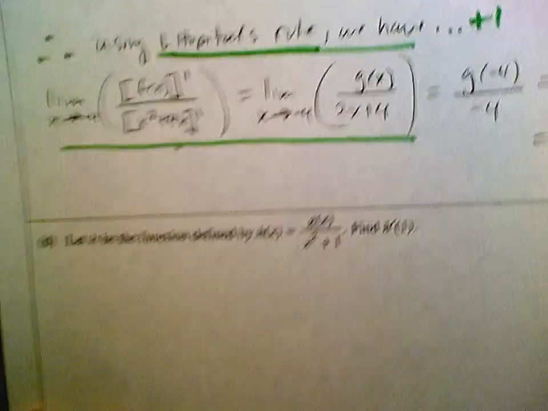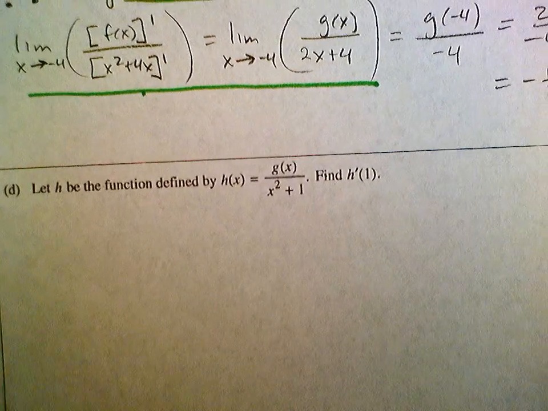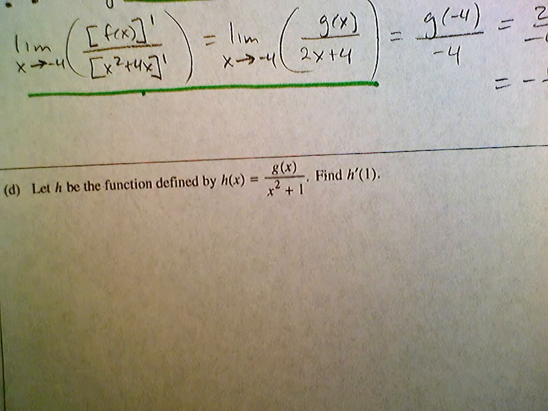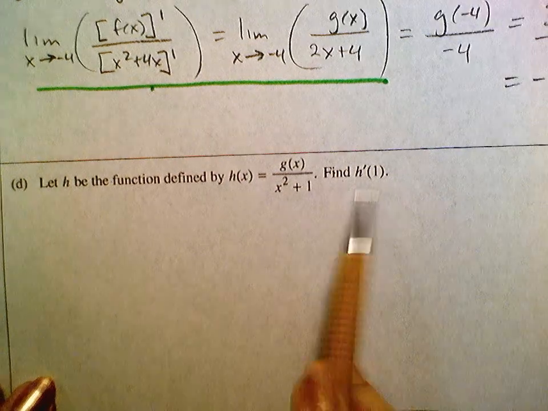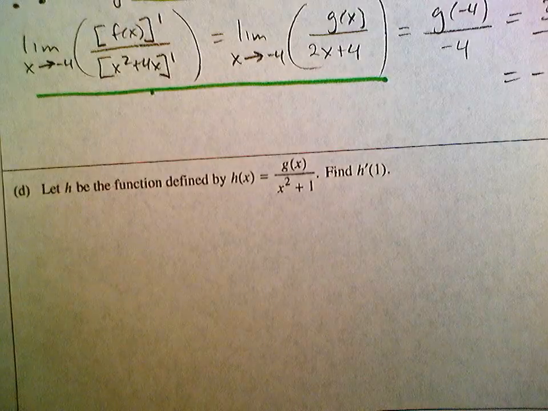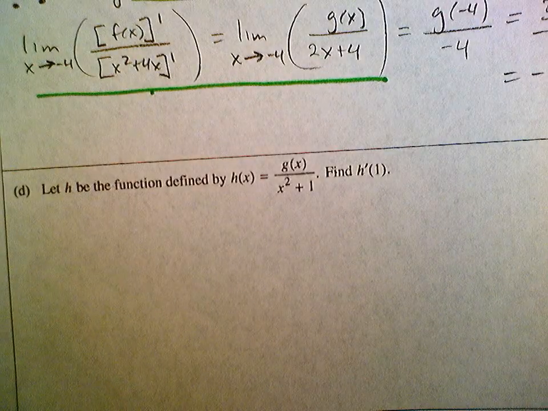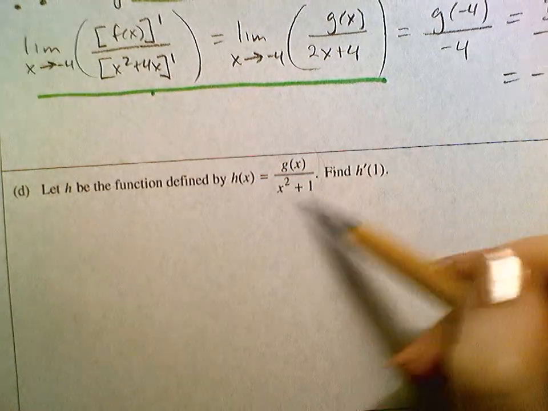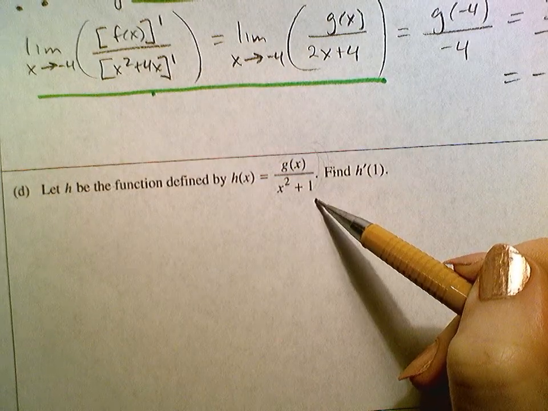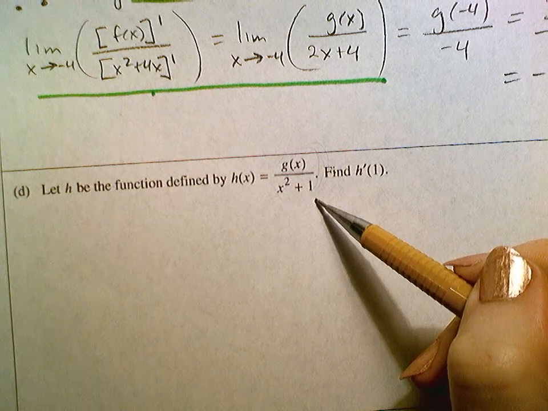Now this one, and I really think you could do this too, is a little bit trickier, but I think you can get some points on this. So let h be the function defined by this. Find h prime of 1. So are you doing a limit, derivative, or antiderivative? You're doing a derivative. How do you do a derivative of this sort of thing? You've got to use the quotient rule.